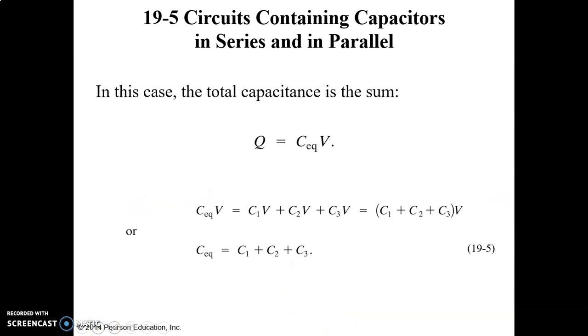So let's take a look at what would happen if we use the capacitor equation Q equals CV. We're going to take our equation Q is equal to Q1 plus Q2 plus Q3. Well, Q is equal to the equivalent capacitance times voltage. Then we do the same for each charge: C1V plus C2V plus C3V. But this voltage is the same for each capacitor, so that divides out, and we see that the total capacitance in parallel is going to be the sum of each capacitor.